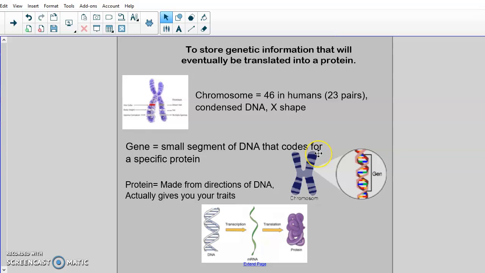So it's segments of DNA that code for a specific protein, like the protein for eye color or blood type or hair color or whatever, right? And then the proteins are made from the directions in the DNA, and they actually give you the traits. Like you have a protein that makes your hair red, or a protein that gives you A antigens on the outsides of your red blood cells, or different things like that. So it goes DNA, gets transcribed into RNA, then gets translated into a protein. Okay, so that's kind of the process.